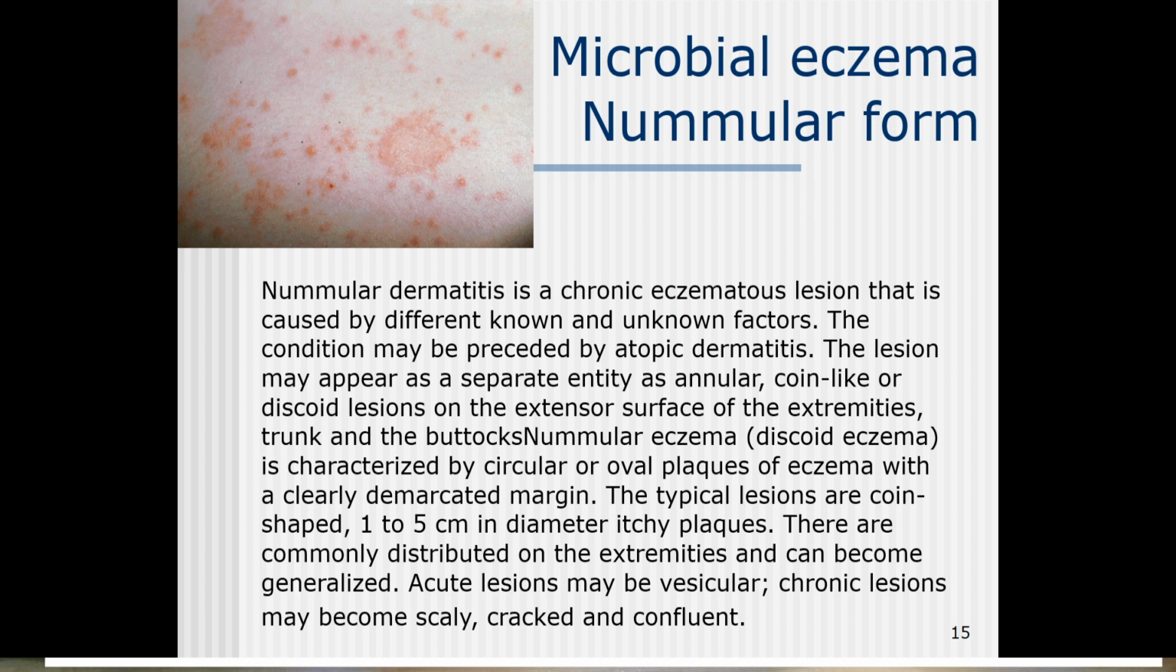the buttock. Nummular eczema, discoid eczema, is characterized by circular or oval plaques of eczema with a clearly demarcated margin. The typical lesions are coin-shaped, 1 to 5 cm in diameter. They are commonly distributed on the extremities and can become generalized. Acute lesions may be vesicular. Chronic lesions may become scaly and confluent.